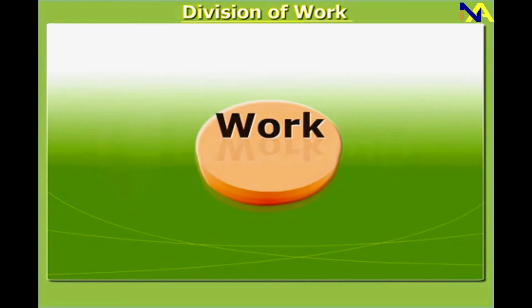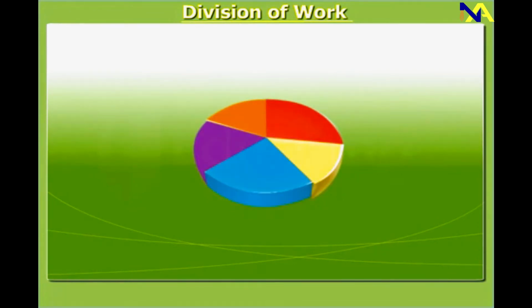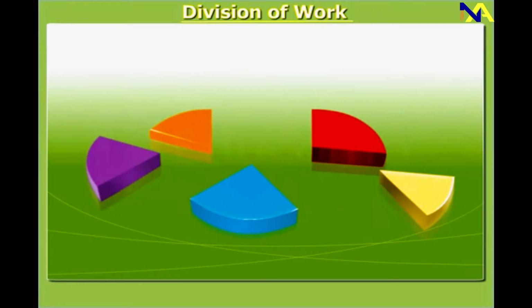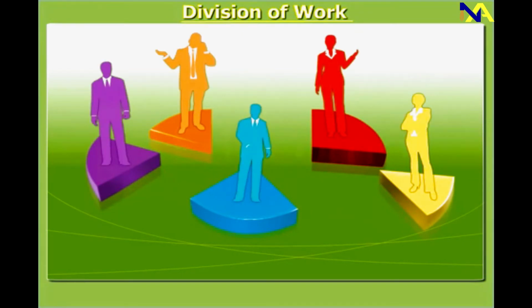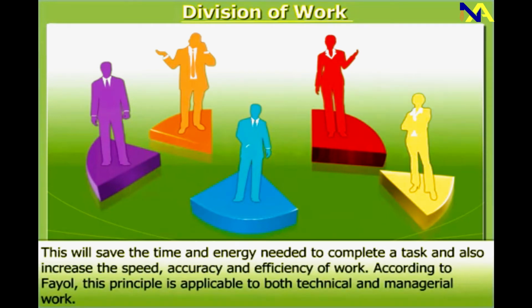Fayol's first principle of management is division of work. According to this principle, work should be divided into small tasks, and each task is to be performed by a person who is a specialist in that area. This will save the time and energy needed to complete a task and also increase the speed, accuracy and efficiency of work. According to Fayol, this principle is applicable to both technical and managerial work.